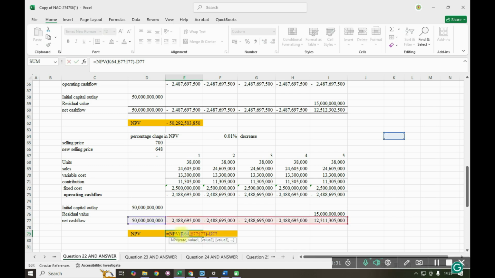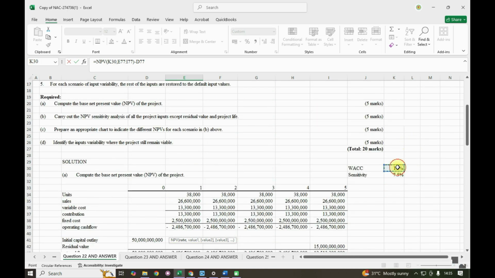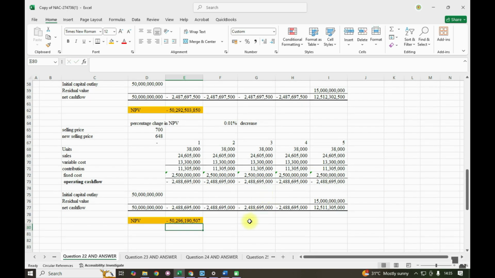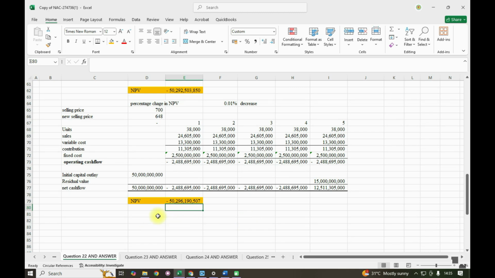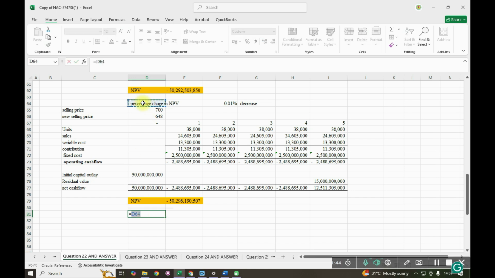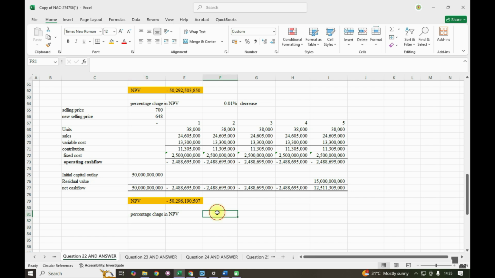So I'll change this by this one. And you'll find that here again it is increasing or decreasing more. So percentage change in NPV here. So we shall have this.